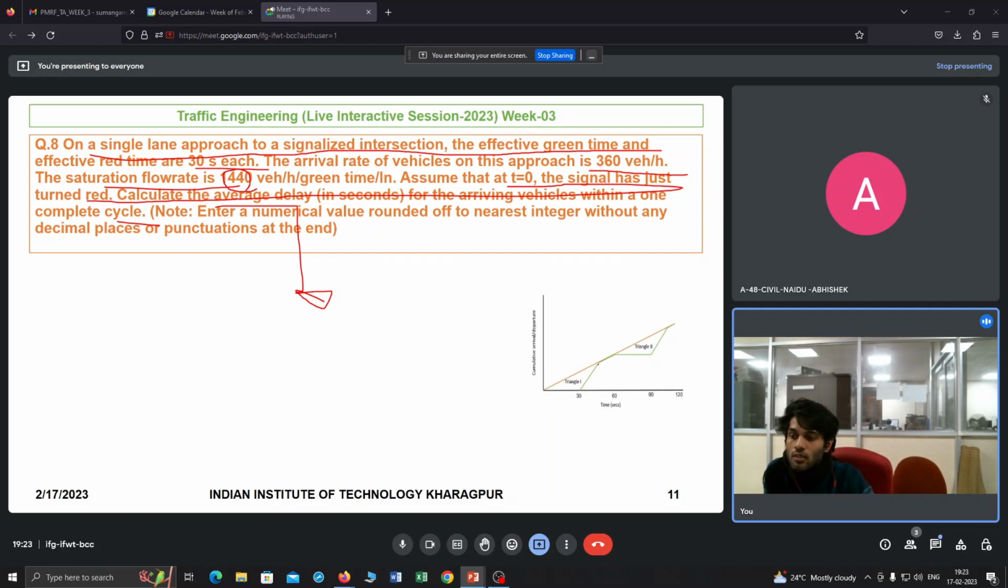So, the hint is this is unknown. The cumulative number of vehicles arrived at that point has to be calculated. This is unknown. We know this is 30, but this is unknown. So, the y axis is unknown.